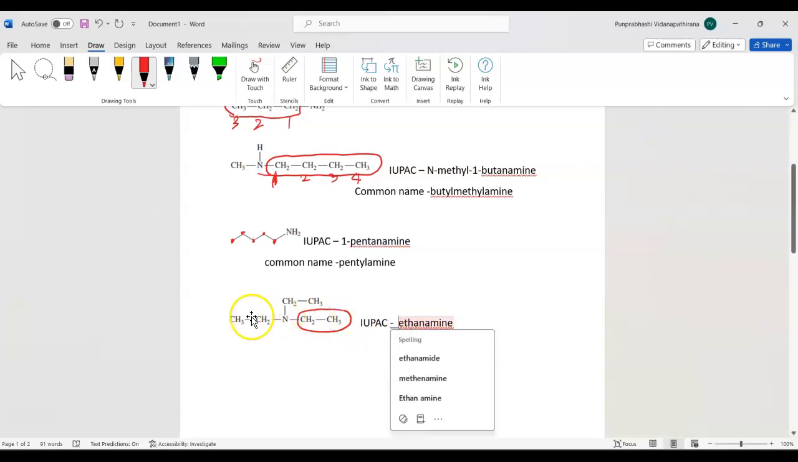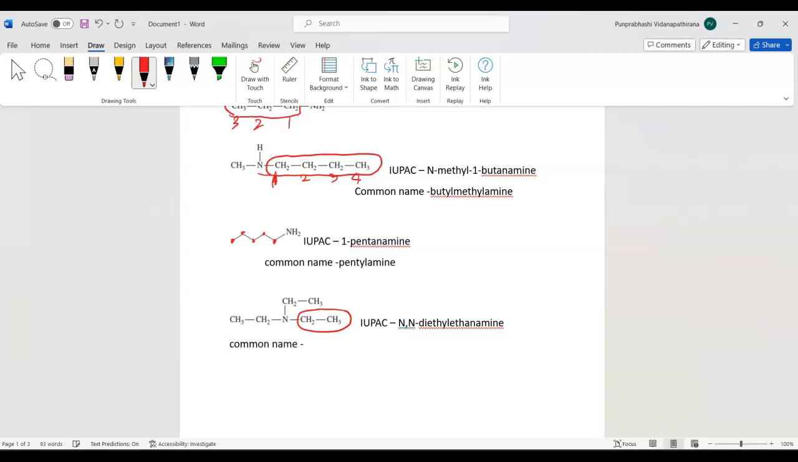Now what else? In front of the name, we need to specify the other 2 ethyl groups. Since there are 2 ethyl groups, we say N,N-diethyl ethanamine. N,N-diethyl ethanamine is the IUPAC name. What is the common name? There are 3 ethyl groups, so it will be triethylamine. The common name would be triethylamine.